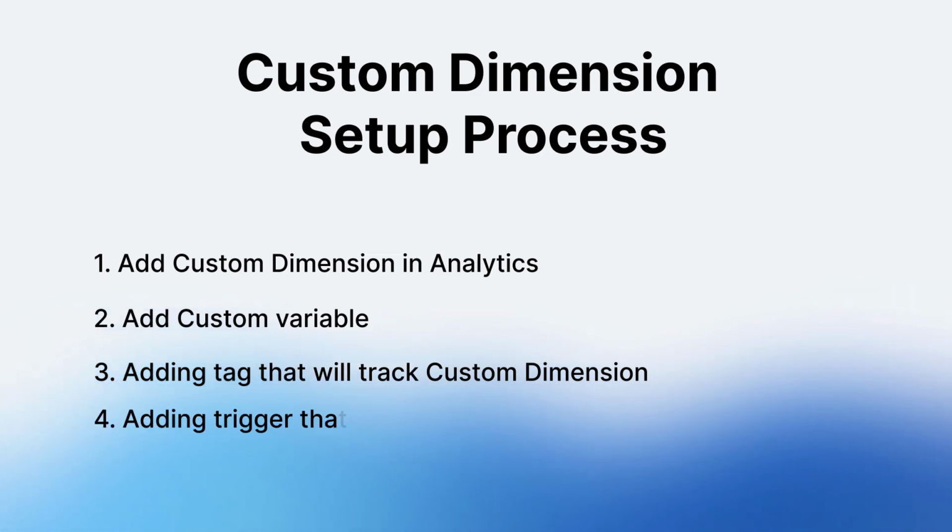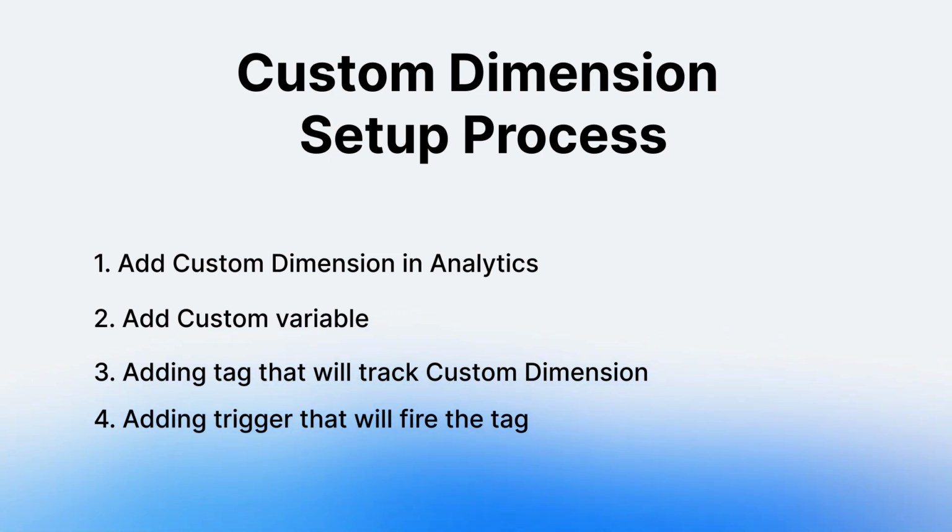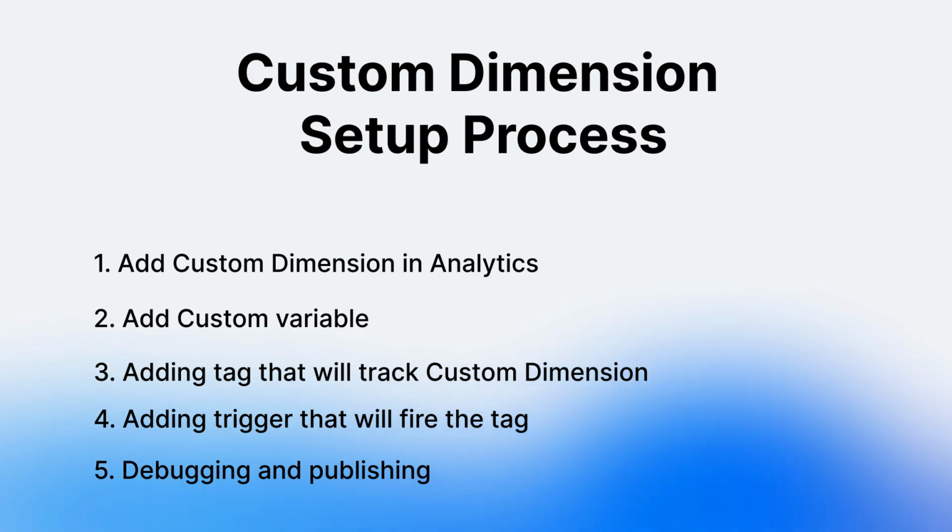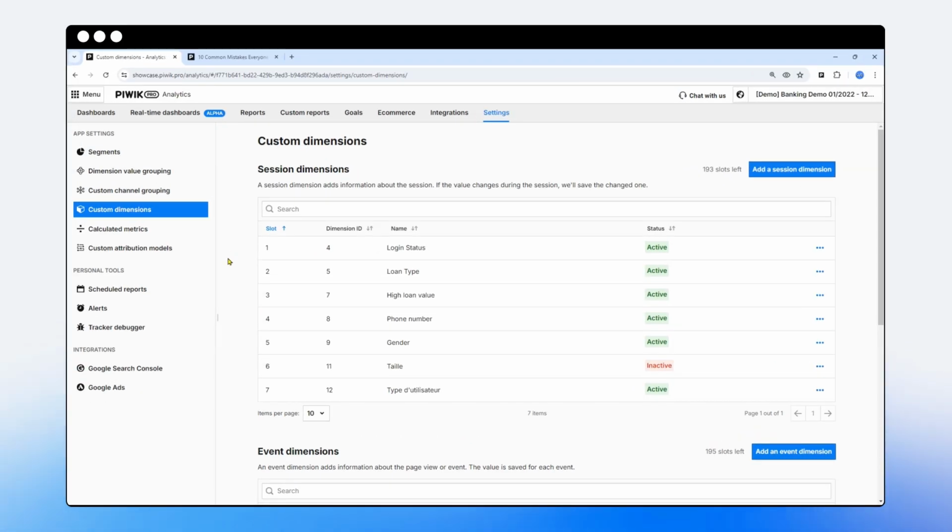Speaking of triggers, fourth step is adding a tag trigger for our custom dimension tag, which is where we decide when the values will be captured. In other words, what will trigger data capture. Lastly, once we do all that, we then need to go through the process of debugging and publishing the tag. So let's dive in. First step, I'm in the analytics under settings under custom dimensions tab.